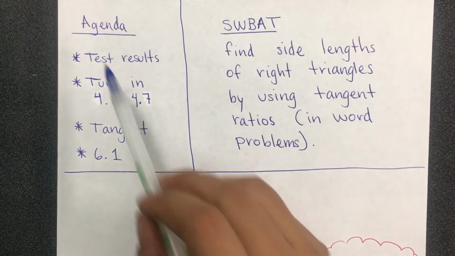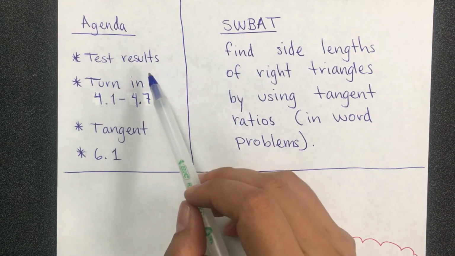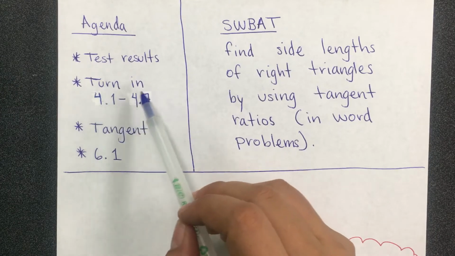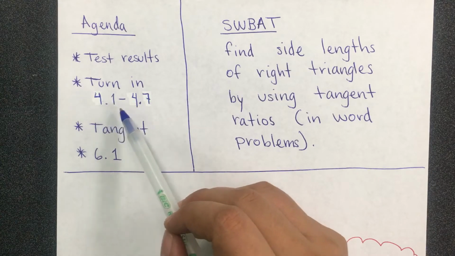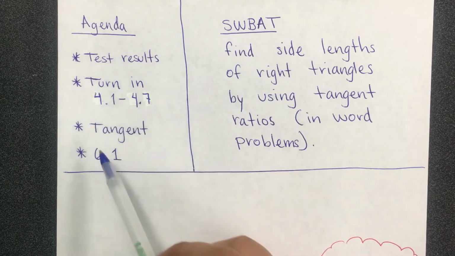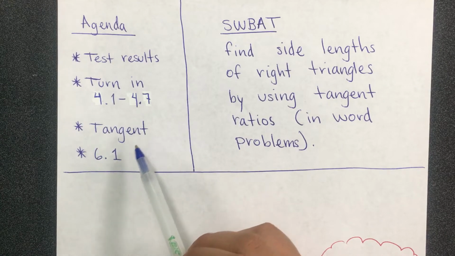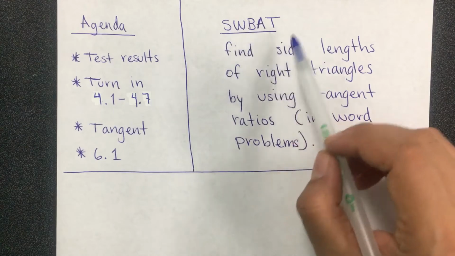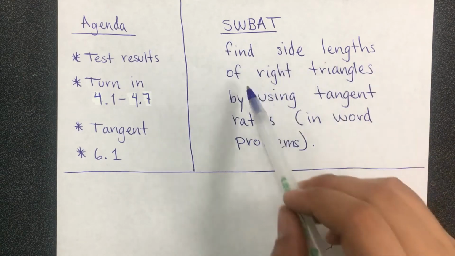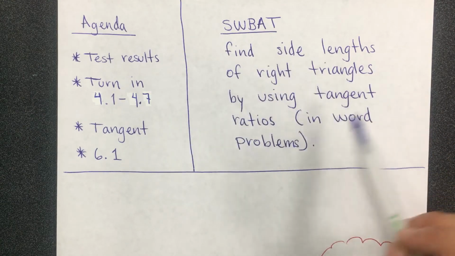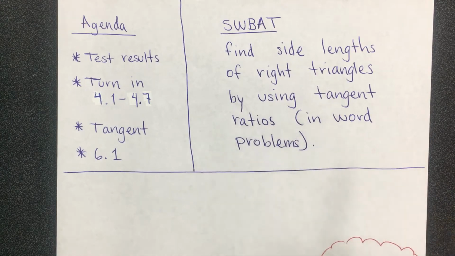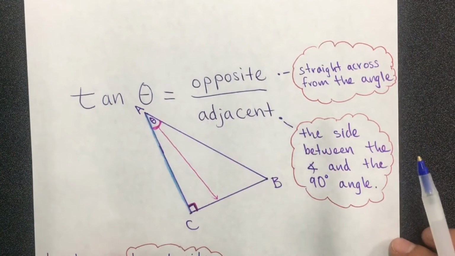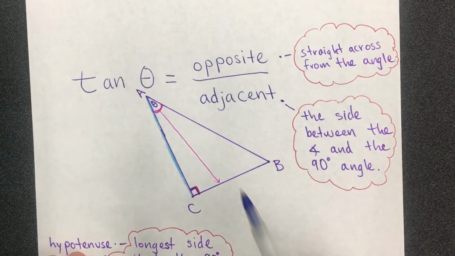Hello students, today's agenda is to give you back the test results. You will be turning in from the packet 4.1 to 4.7 and you will be able to do tangent, which is 6.1. Today students will be able to find side lengths of right triangles by using tangent ratios in word problems. Before we start, we need to know this information.